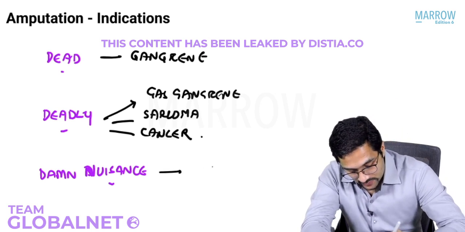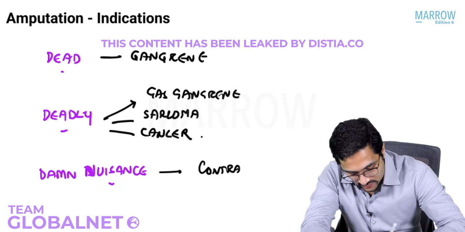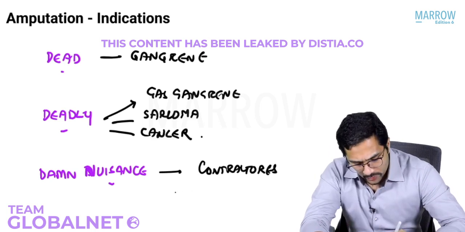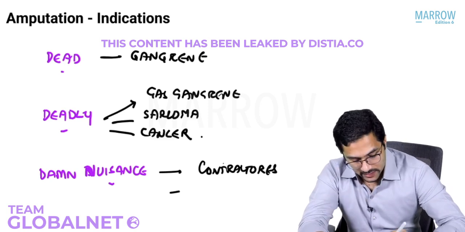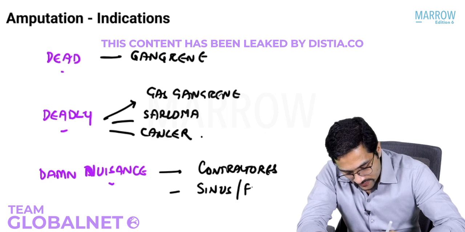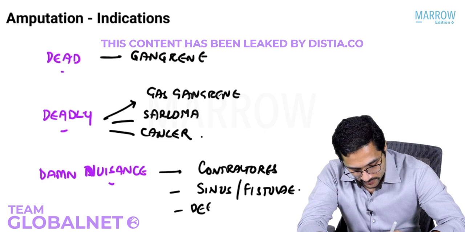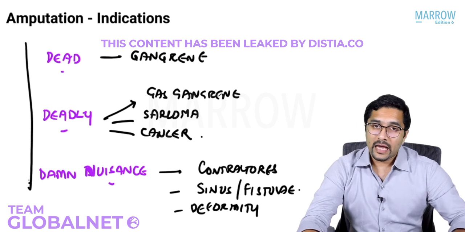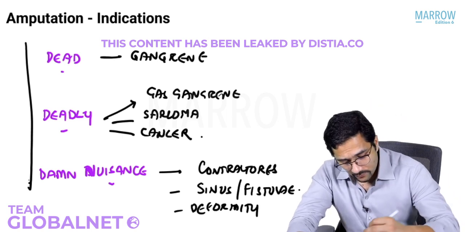And damn nuisance is when there are contractures which have developed in the limb which don't enable the patient to walk properly, or they are causing a lot of pain to the patient, or there are multiple sinuses or fistulae which have formed, or there is deformity which is not enabling the patient to be ambulatory. These are the indications when you have to amputate the limb.